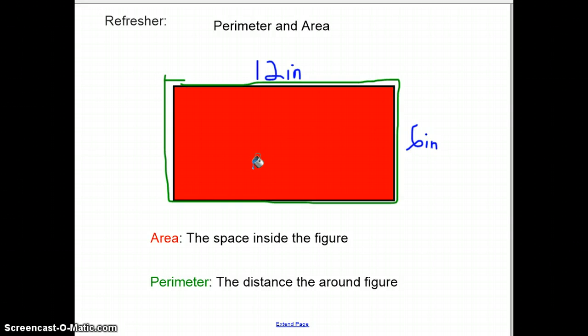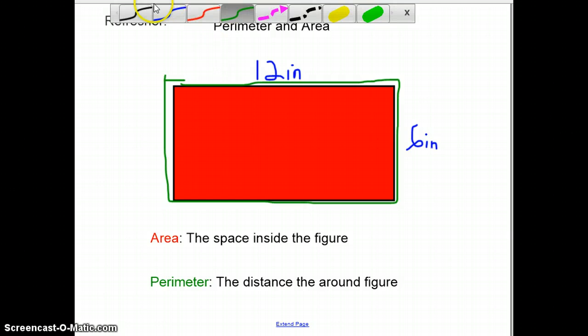And this figure, when I say figure, right now we're dealing with rectangles. It doesn't have to be a rectangle. It could be a triangle, it could be a circle. We won't be covering circles at all this year, but just so you know, when it covers area and perimeter, it's meaning the perimeter is outside and the area is inside.